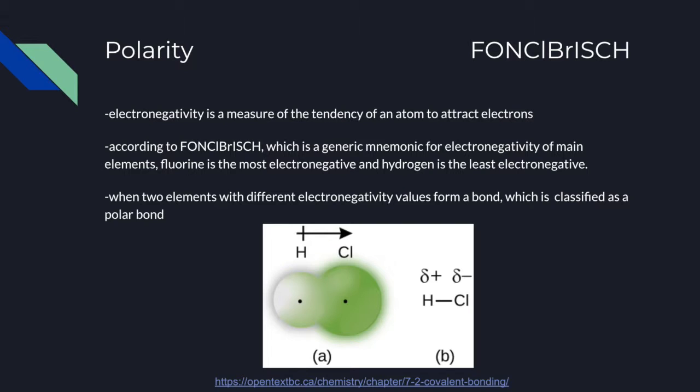So in hydrochloric acid, we can use FONCLBrISCH to say that chlorine is more electronegative than hydrogen. Therefore, the electrons are more likely to be near the chlorine at any given point in time, giving hydrochloric acid this polar bond. On the right side of the diagram, you can see that the hydrogen has a partial positive and the chlorine has a partial negative. This can also be written with an arrow, as seen on the left side of the diagram, with the tip of the arrow pointing towards the more negative side of the molecule.